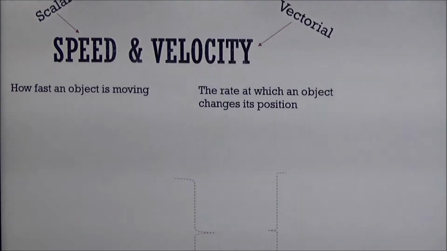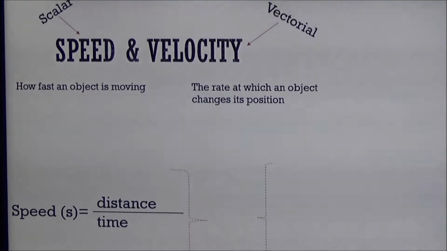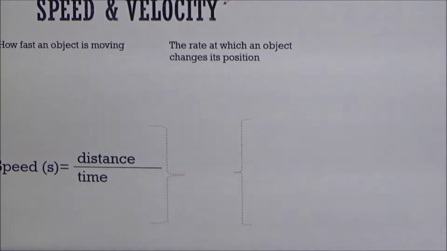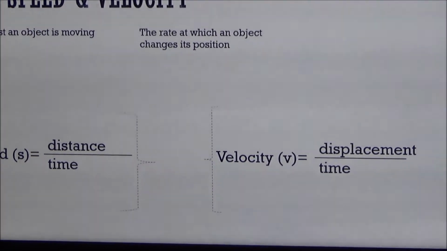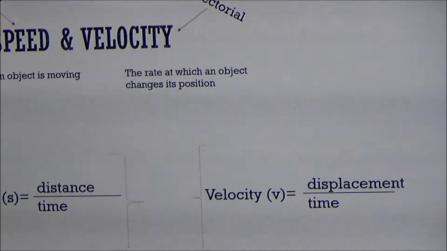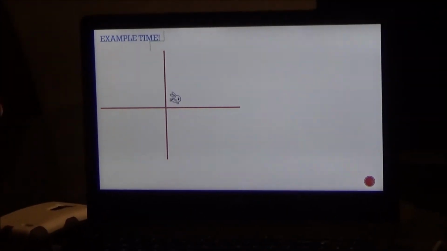There are formulas to obtain speed and velocity, and we have them here. Speed is equal to distance divided by time, and velocity is equal to displacement divided by time. So now it's again example time.